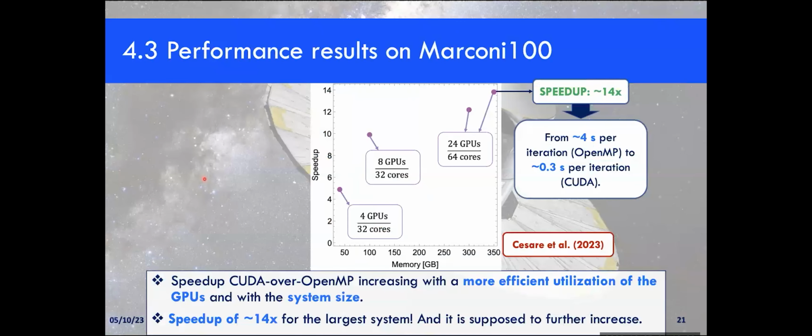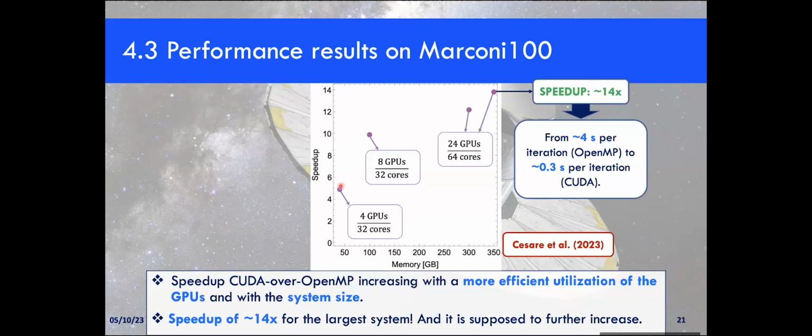We again compared the performances of the OpenMP and the CUDA code on Marconi 100. This plot shows the speed up, calculated as the ratio between the iteration time of the OpenMP code and the CUDA code, as a function of the memory occupied by the system and of a different exploitation of the GPU resources for the CUDA code and of the CPU cores for the OpenMP code.